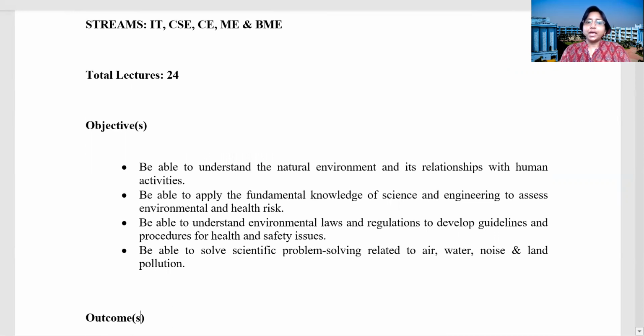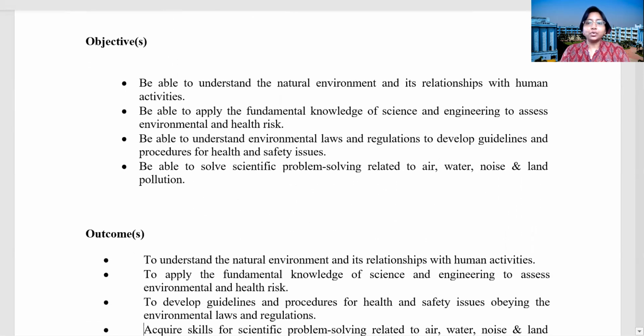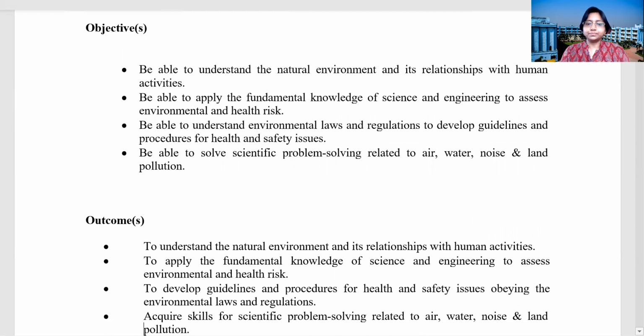The students will be able to understand the natural environment and its relationships with human activities. They will be able to apply the fundamental knowledge of science and engineering to assess environmental and health risk. They will be able to understand environmental laws and regulations to develop guidelines and procedures for health and safety issues. They will be able to solve scientific problems related to air, water, noise, and land pollution.